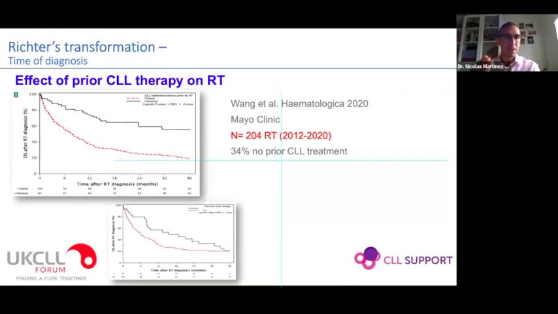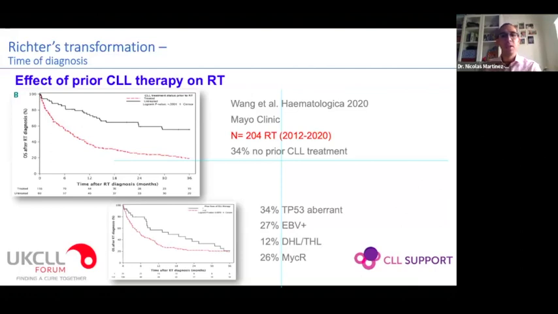And the number of therapies received further increases the risk of Richter's. So the risk is much higher if you have received 2 or more lines of therapy compared to just one, as you can see in the graph, a couple of Mayo curves below, where the red curve is the survival of Richter's after having more than 2 lines of therapy.